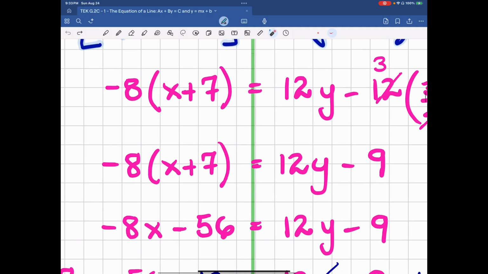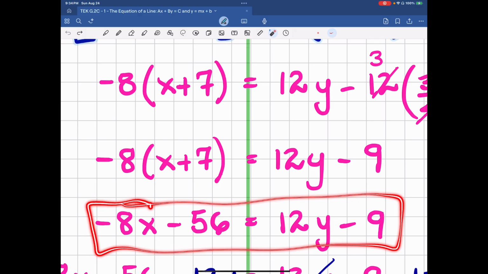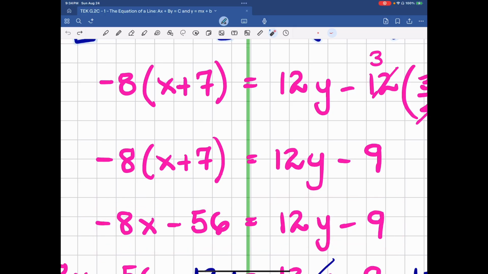So multiplying through the parentheses, negative 8 times x is negative 8x. I get a negative 8 times a positive 7, which is my negative 56. Notice, I'm just bringing the 12y minus 9 down. So this is my new equation that I'm working with: negative 8x minus 56 equals 12y minus 9.